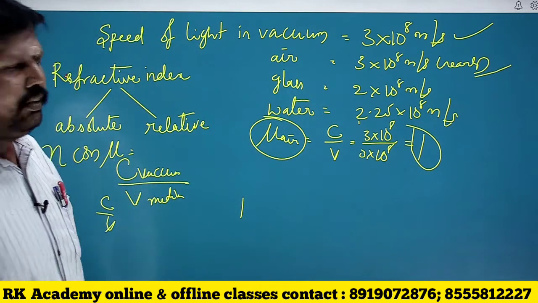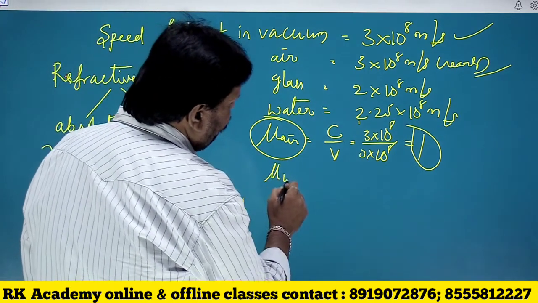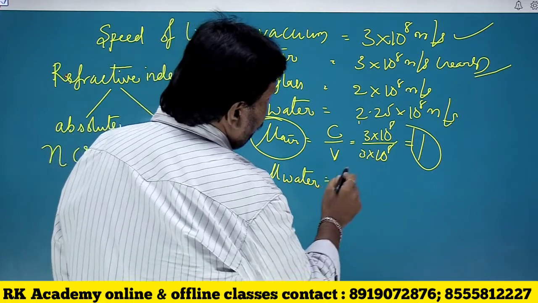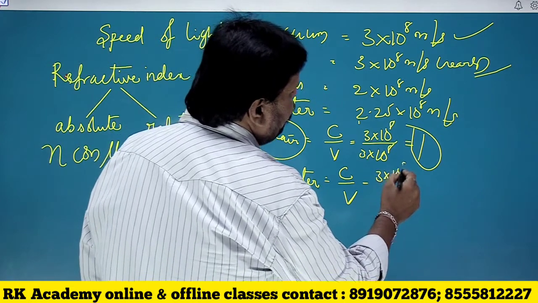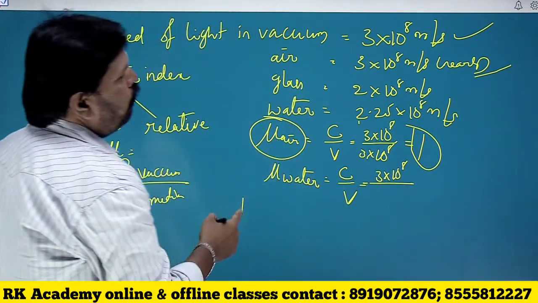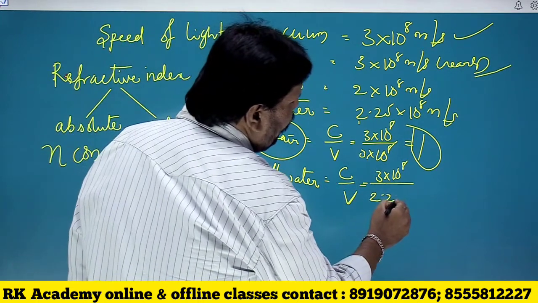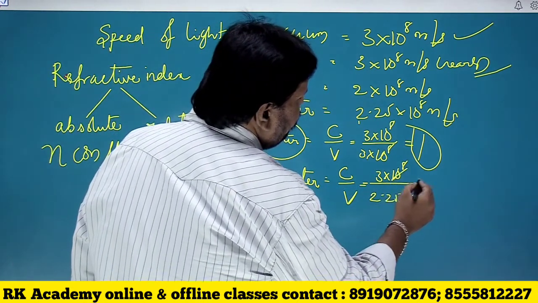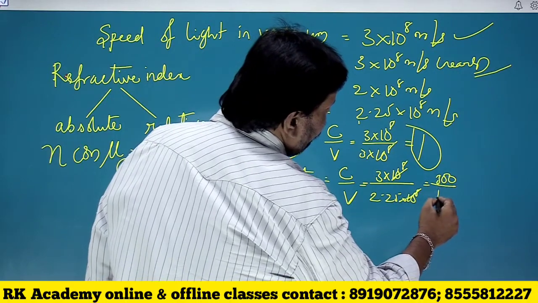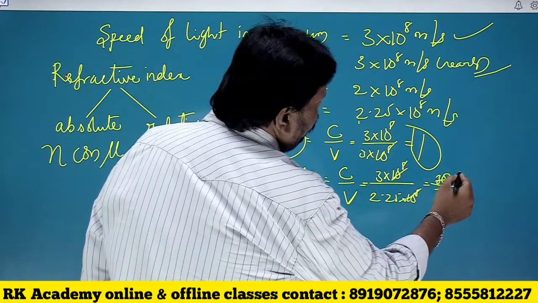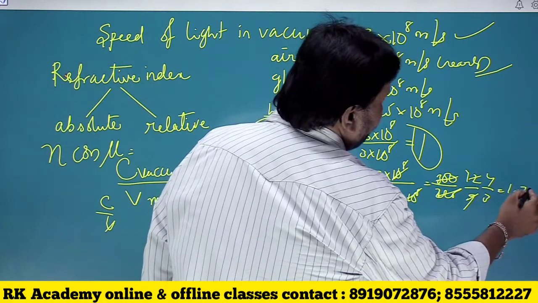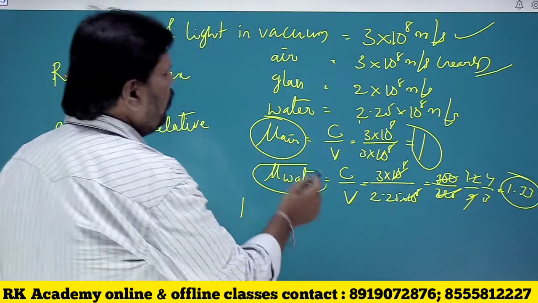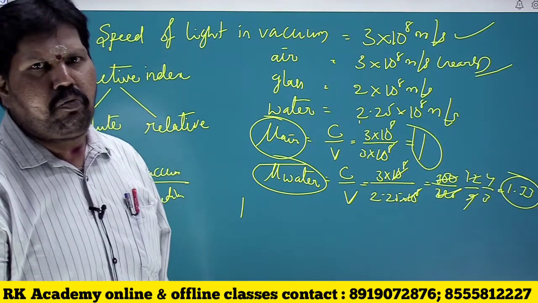Value is 1. And refractive index of water. Formula C by V. C means 3 into 10 to the power of 8 by water 2.25 into 10 to the power of 8. So this is 300 by 225. That is, 25 12s are 300, 25 9s are 225, whereas 3 4s are 12, 3 3s are 9, so 1.33. Refractive index of water is 1.33.